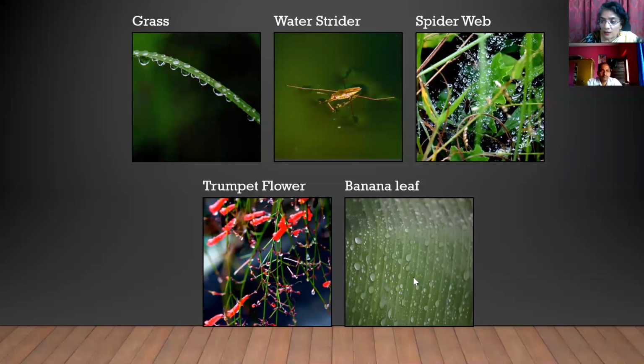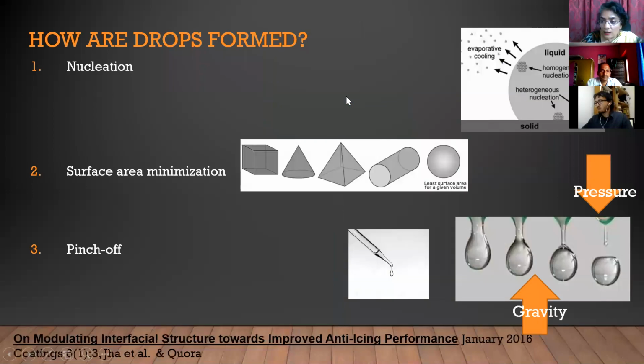And on the same leaf, you will see small drops and big drops, and there is a whole variety of them. So a drop is very, very unique. Let's quickly see how drops are formed. Drops are formed by three main processes.